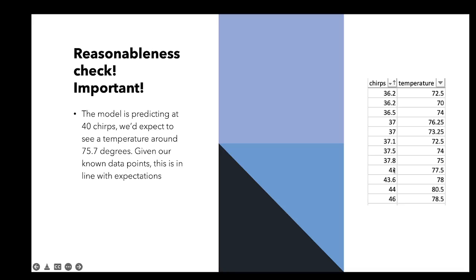We're going here, 40 chirps between 37.8 and 43, 75.7. You could see that. That's a reasonable number to pull from. This isn't a hard number. This isn't like a mathematical proof. It's just using some common sense. Okay, 40 chirps at 75.7 would fit nicely into this data set. So we've met the reasonableness requirement.